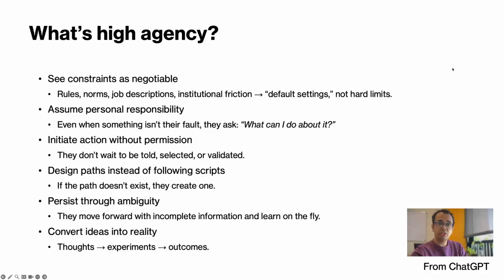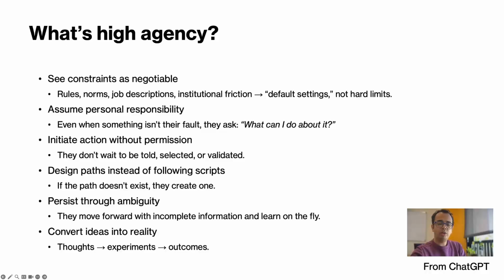You have to initiate action without permission. They don't need to be told, validated, or selected. You can reach out to more users, reach out to different types of user groups when you're trying to test your product, right? You have to design paths instead of following scripts. If the path does not exist, then create one. You have to be able to persist through ambiguity now more than ever. Even if you hear different things every time you're going to the users, you have to really put it down on how do you navigate through this ambiguity and still create a product that adds value to a lot of your users. And finally, convert your ideas into reality.